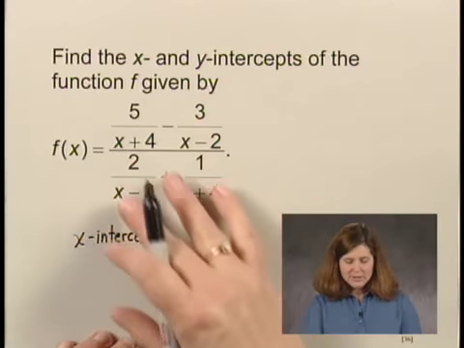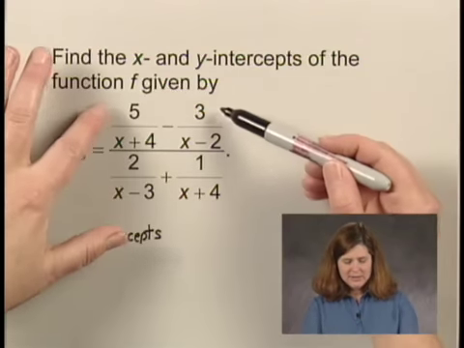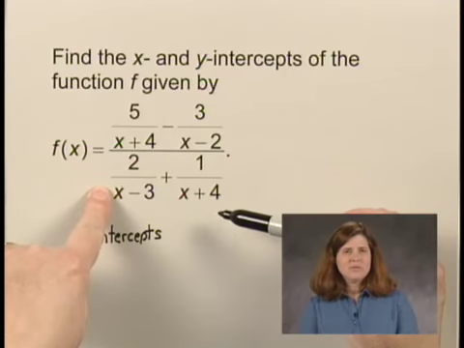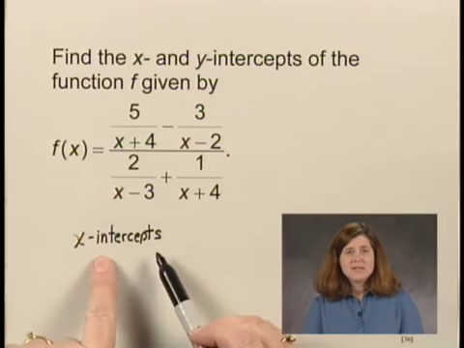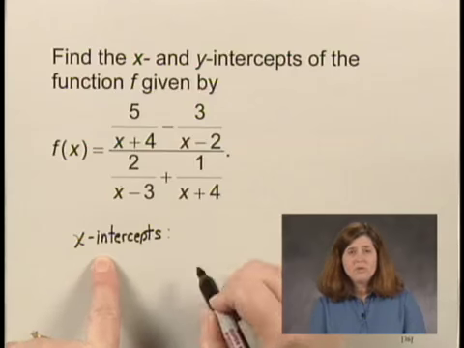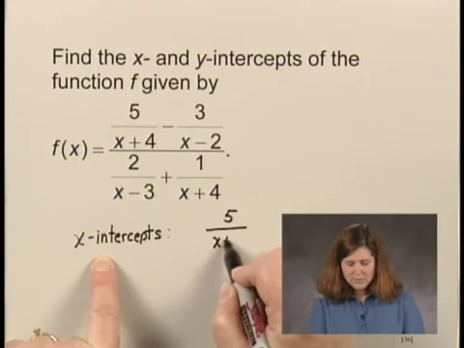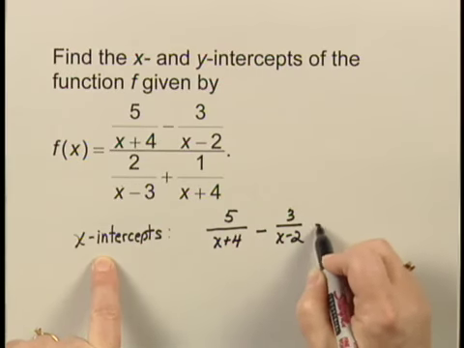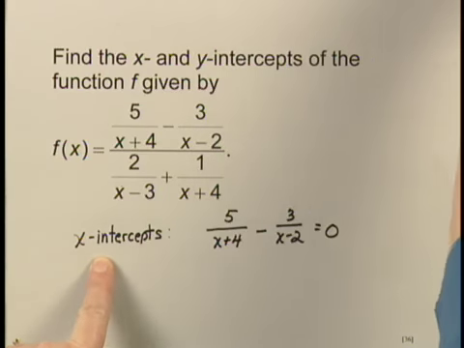Now before we look at this, this looks really complicated. Let's think, this is essentially a fraction. This is the numerator, and this is the denominator. How can a fraction be 0? Well, it can be 0 only when the numerator is 0. So to find the x-intercepts, we essentially need to find when the numerator is 0, or we need to solve 5 over x plus 4 minus 3 over x minus 2 equals 0. So let's solve that, and that'll help us find the x-intercepts.